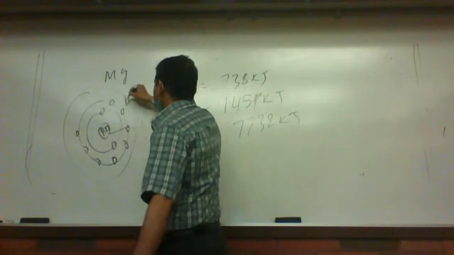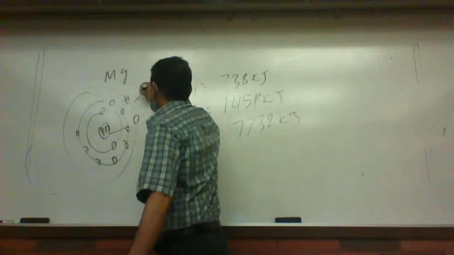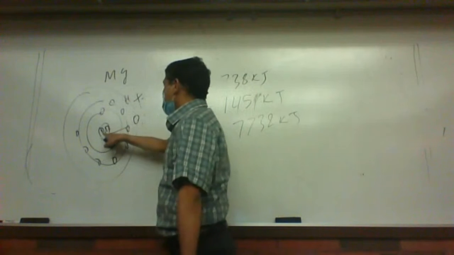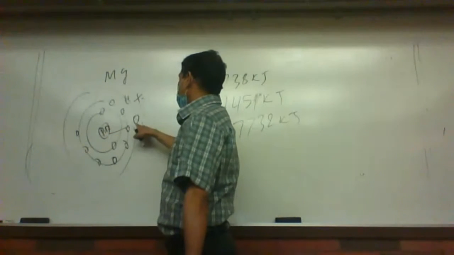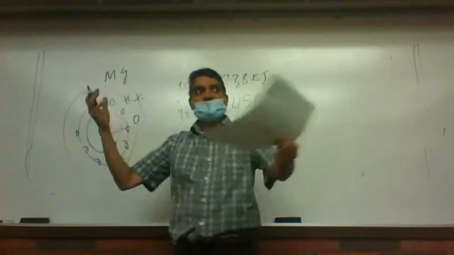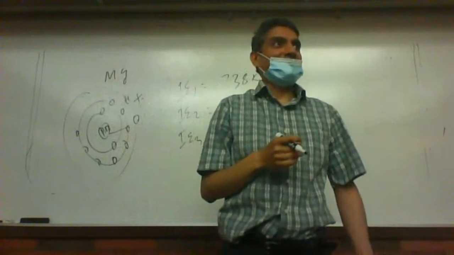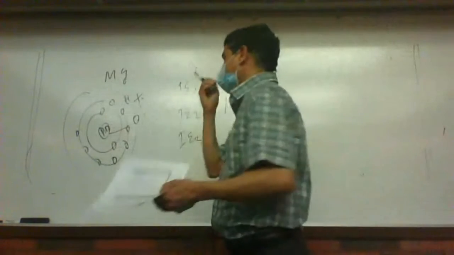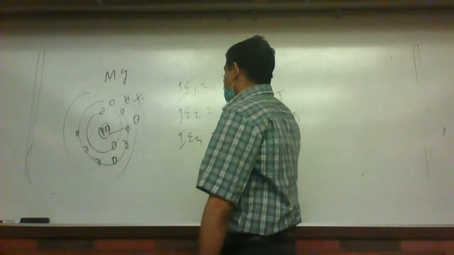Now, once you remove the first electron, you have only one electron in the outermost orbit, so the protons are working only on this electron. Previously, they were working on 2 electrons, now it's only working on 1 electron, right? So they are pulling that electron with a great force. So the second ionization energy is very high.